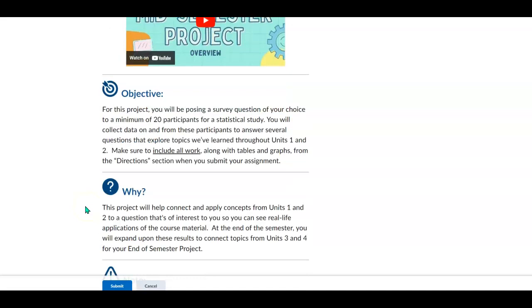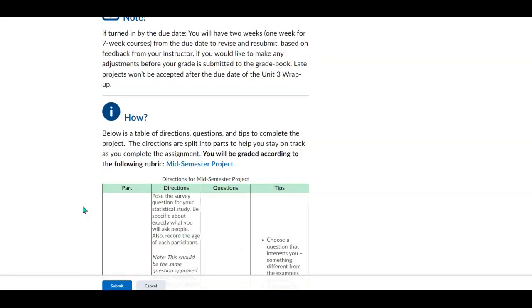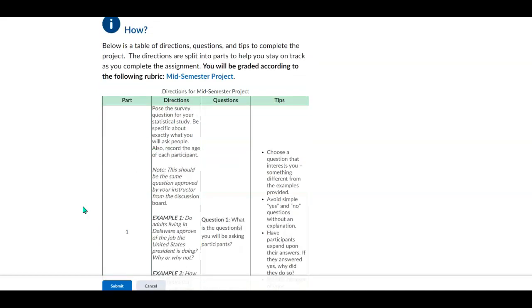So this project is going to explore topics that you learned in Units 1 and 2. It's going to be imperative that you're including all work, which means tables, graphs, any scrap work, so we can see how you guys are getting your answers. So what you're going to be doing is you're going to be posing a question that interests you. For example, how many hours per week do full-time Delaware Tech students typically spend doing schoolwork outside of class? Do you spend more time on one topic than another?